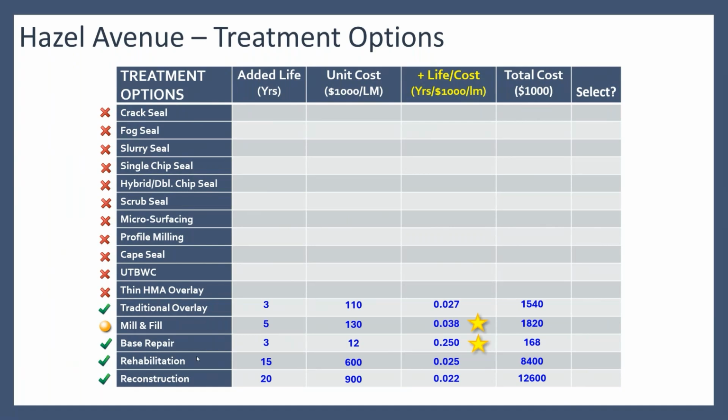All right, base repair we definitely need to do. Beyond that, we don't have real stellar numbers here. We probably should do reconstruction or rehab, but the cost is going to be a little bit difficult. So maybe we choose to do multiple treatments: a base repair to get those really bad spots fixed, and then a mill and fill over the top of that. So that might be a stopgap method that we think we could afford to get done within the coming year's budget. So if we select that multiple treatment, then that would be our way to go.